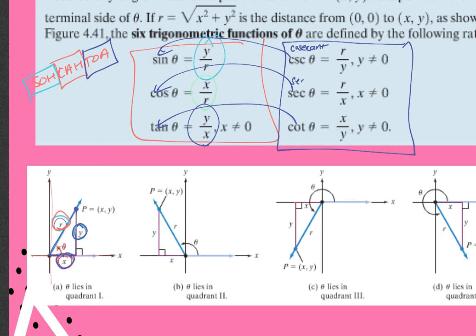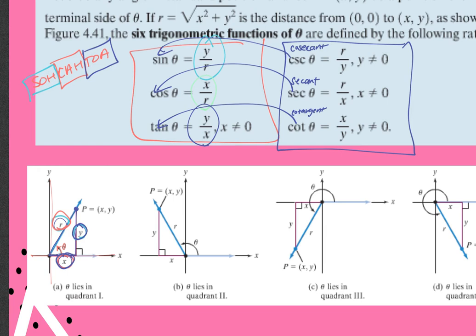Secant, which is abbreviated as SEC, is the reciprocal of cosine. So you would do adjacent over hypotenuse, or rather hypotenuse over adjacent. And then cotangent, which is abbreviated as COT, would be the reciprocal of tangent. So instead of it being opposite over adjacent, it becomes adjacent over opposite.